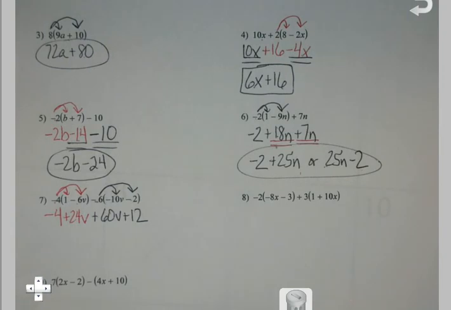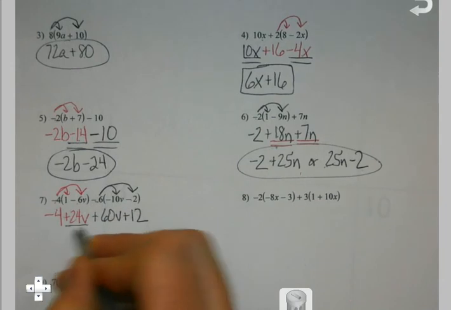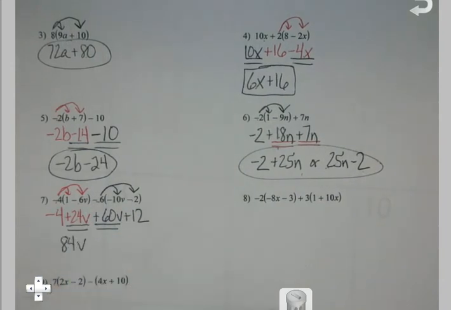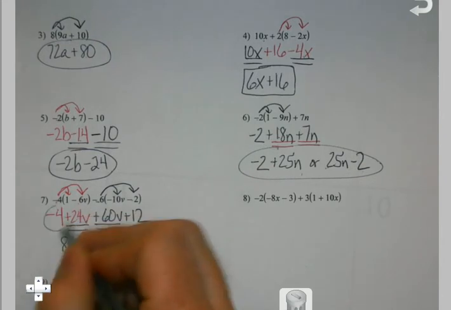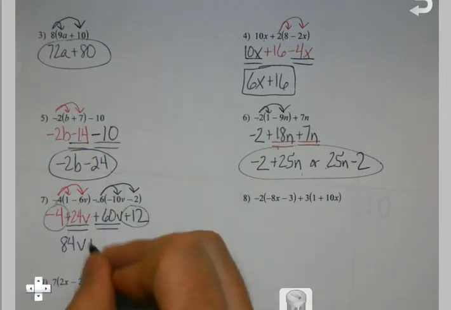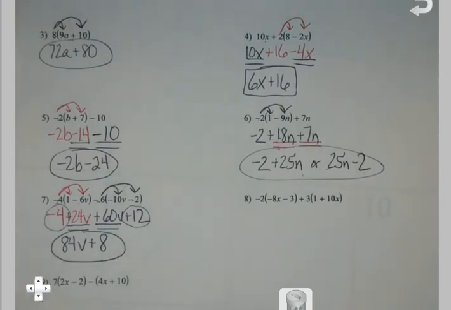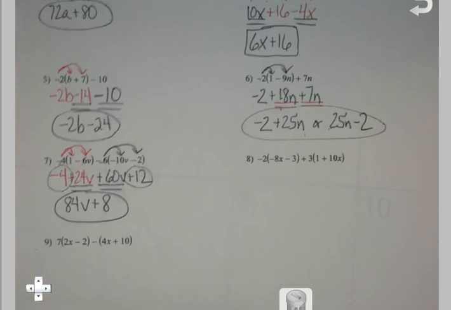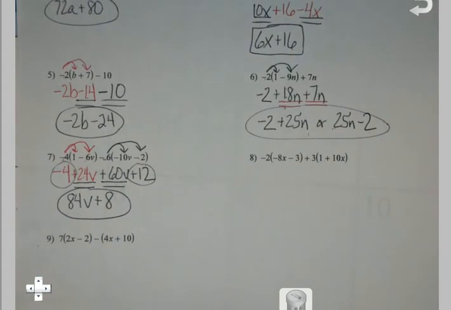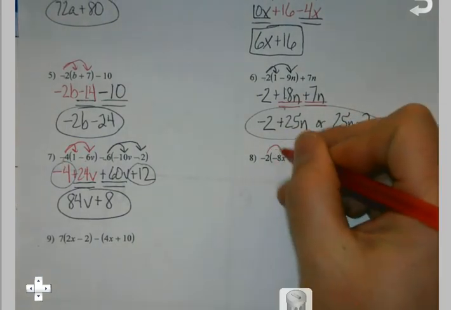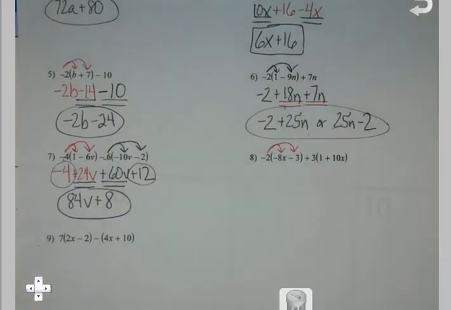If you like doing the variable first, okay. 24 and 60, they're both positive, so I'll add them up. It's 84v. -4 and +12 is 8. And again, the first term now has v and the second term doesn't, so I can't go any further. And we're going to get to try that a couple more times here, just to make sure, again, it's always what's right in front that I'm working with.